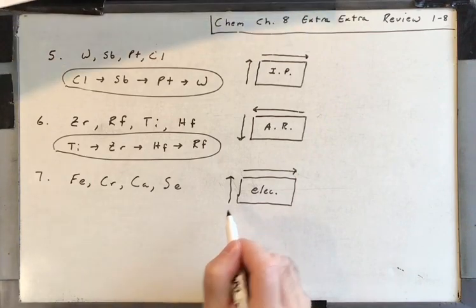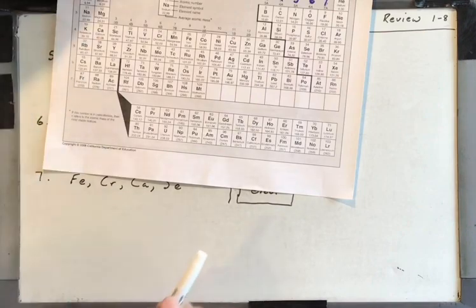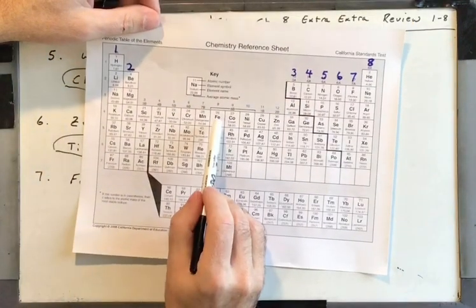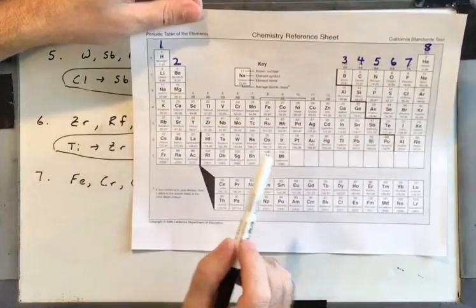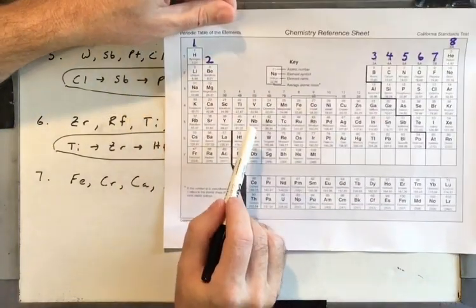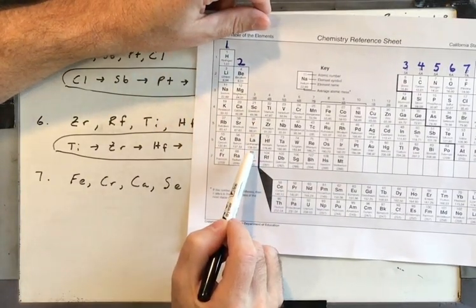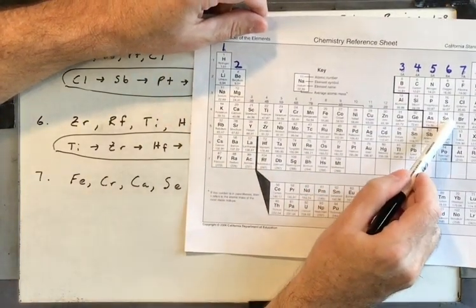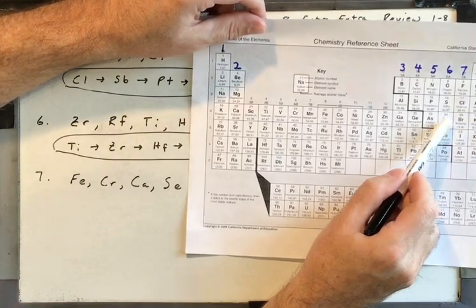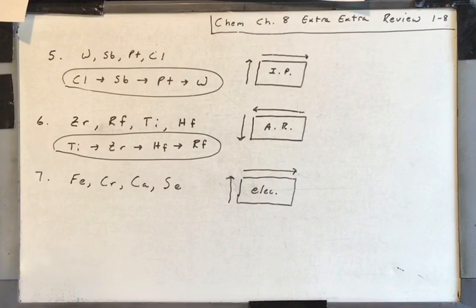So let's look at the periodic table for iron. Iron is number 26, so kind of in the middle. Chromium, 24, that's going to have less electronegativity than iron. Calcium even less. And then selenium way over here. So selenium would have the most of that bunch. Okay, so increasing, least to most.